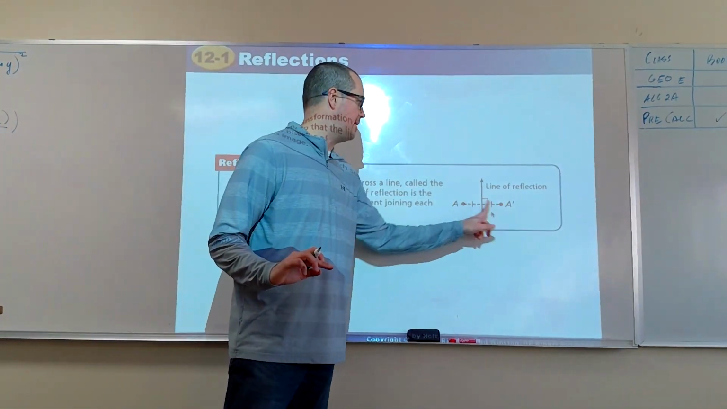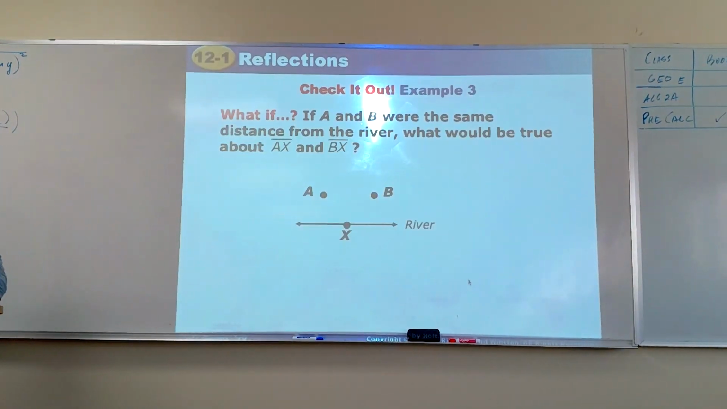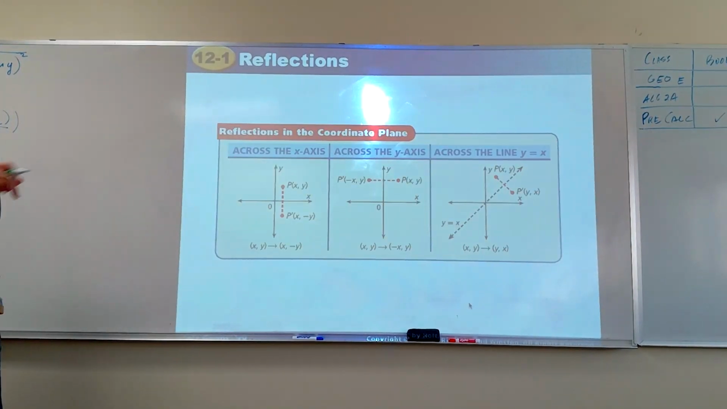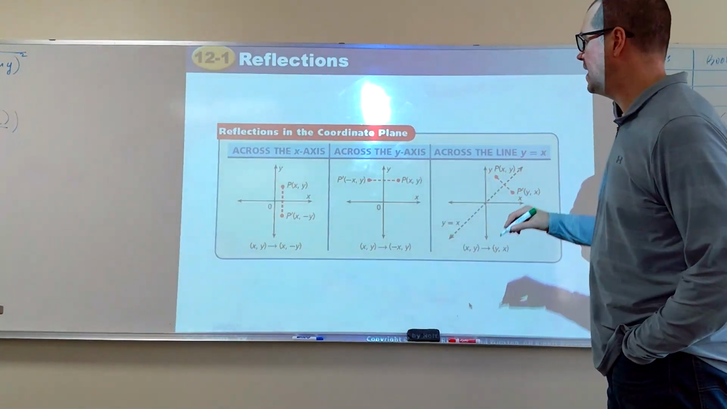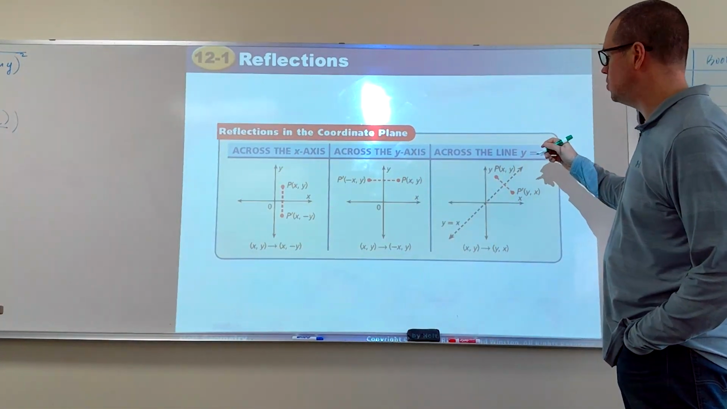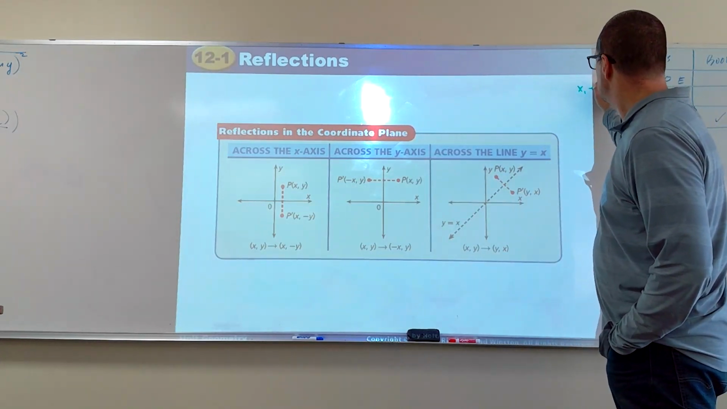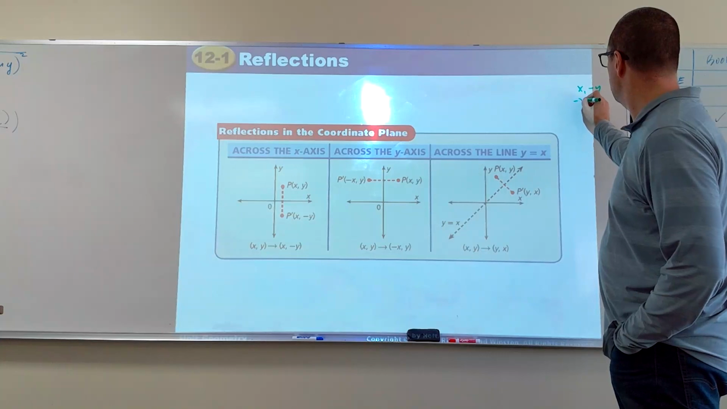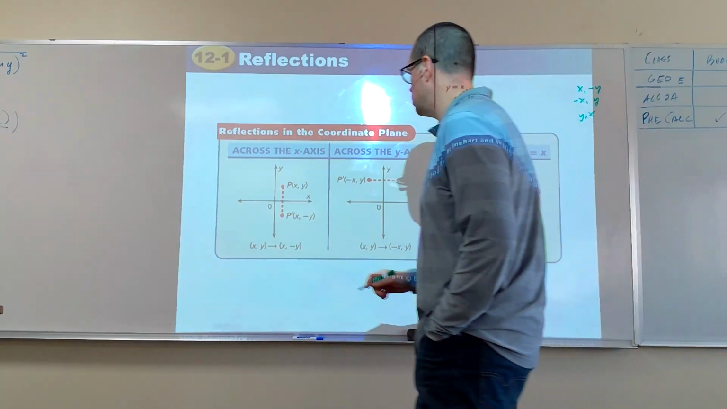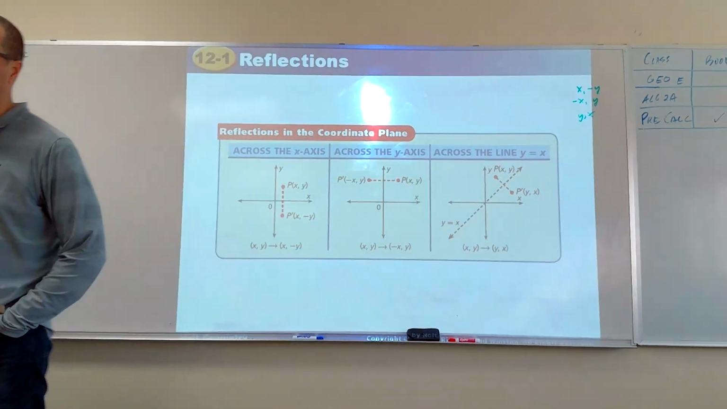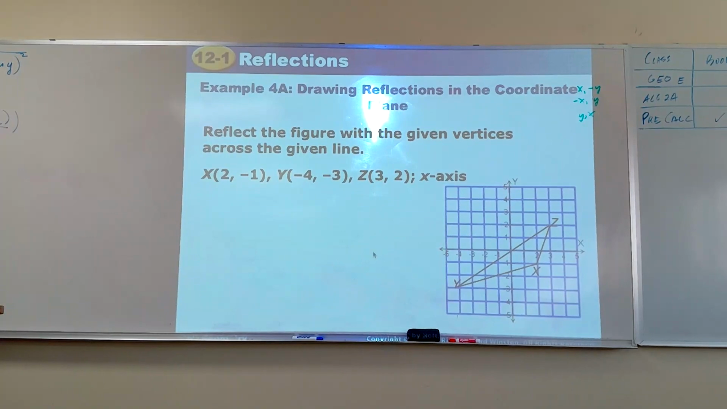So if we're reflecting that point, those two are the same, it's perpendicular. Okay? So, in the coordinate plane, we've got our rules. The x-axis is going to be (x, opposite y). The y-axis is going to be (opposite x, y). I'm just going to write these up here so I can remember them. And (y, x) is going to be across the line y equals x. So you'll have all these worksheets when you're doing these, and you'll be able to just kind of plot the points and go from there.